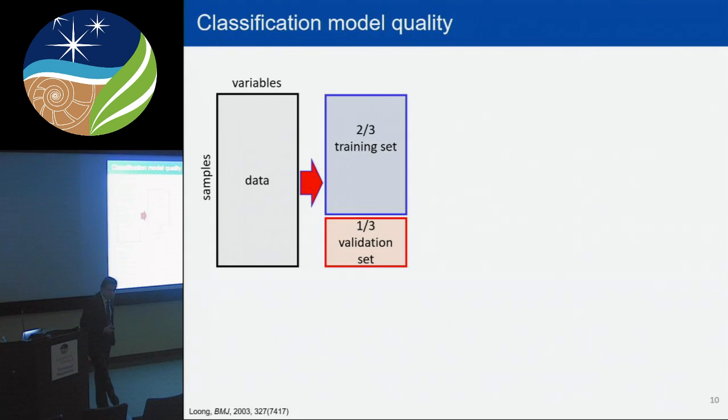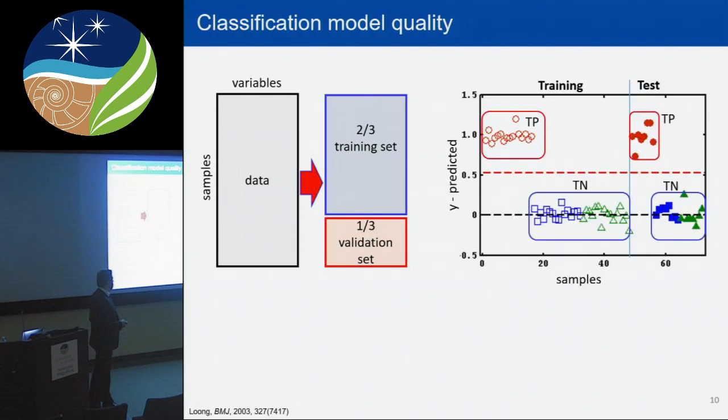And they have the privilege of using a 50-50% split for training and validation. But in materials science, we are lucky to have like 100 data points. So that's why a 2/3, 1/3 split would work quite well.